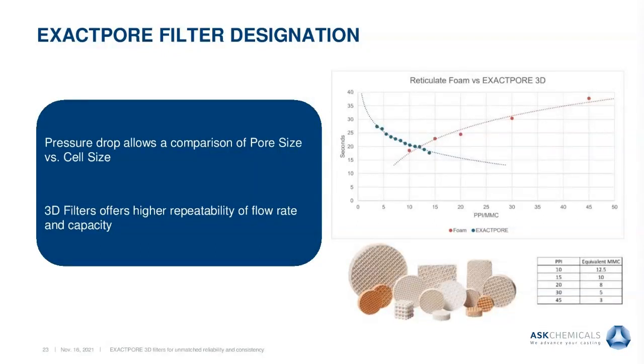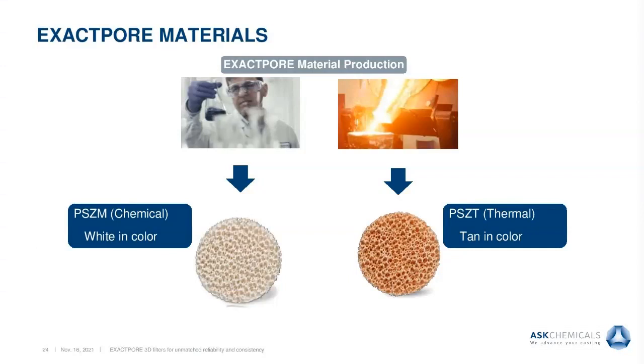If you look at the red line, which is derived by the foam samples, you can see that not many of the foam samples actually touch the trend line. This is due to the inconsistency of the foam process. The blue line, which is the Exact Pour line, has nearly every sample touching the trend line. It just shows the repeatability of the 3D process over a foam filter.